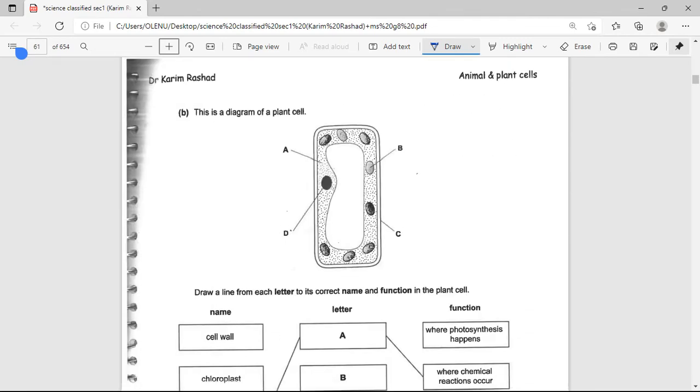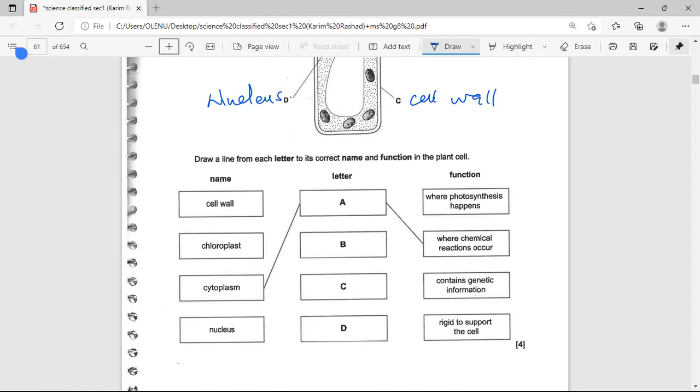Now, this is a diagram of a plant cell. Now, if it's a plant cell, you know this should be your chloroplast, this is your cell wall. This is your nucleus. This is your cytoplasm. So draw a line from each letter to its correct name and function.